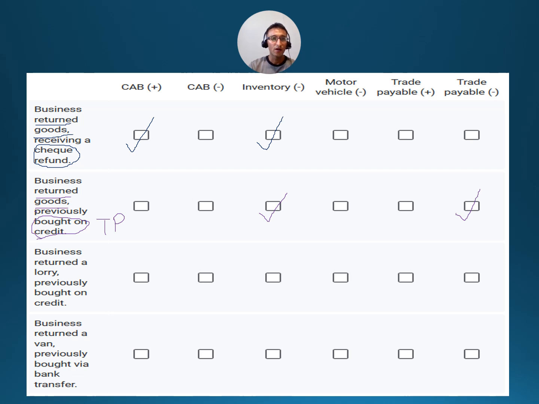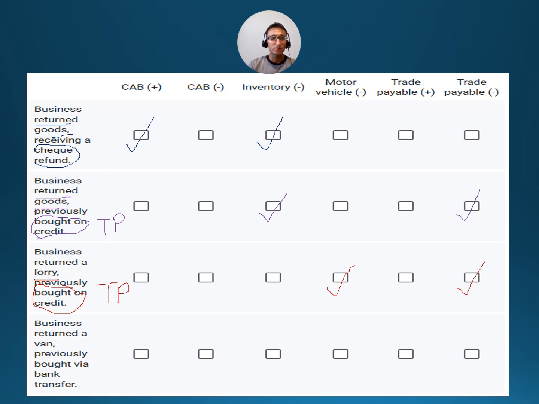Okay, moving on, we have the business return a lorry. So we know by now, lorry is motor vehicle. When the business returns the motor vehicle, the business has fewer motor vehicles. Therefore, motor vehicle decreases. Again, this was previously bought on credit, so the supplier is involved, and we are looking at the trade payable account. By now we know that when the business returns the lorry, the business will owe the supplier less. So when the business owes the supplier less, trade payable will decrease.